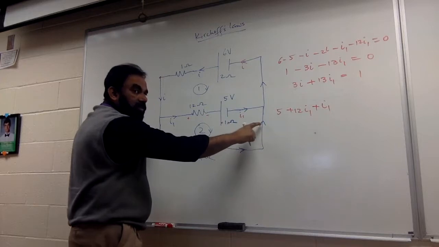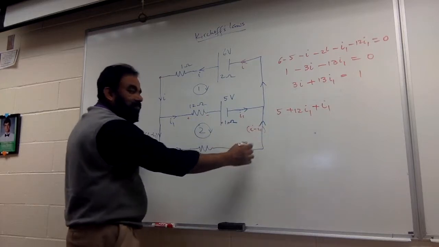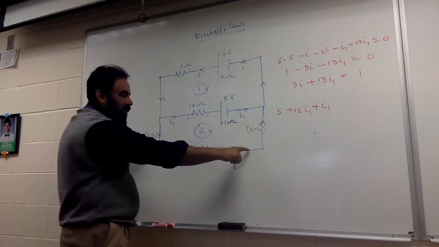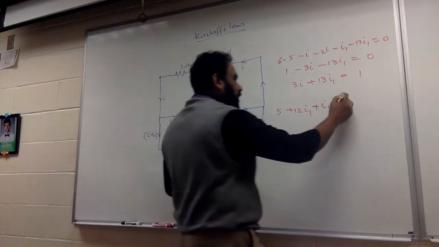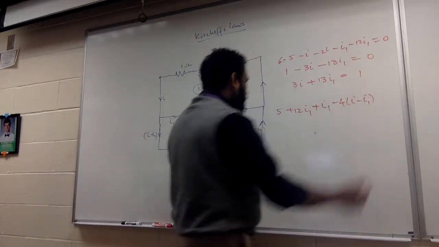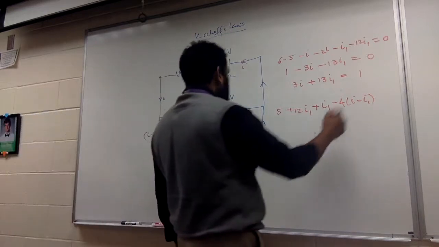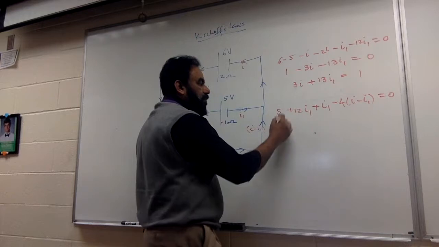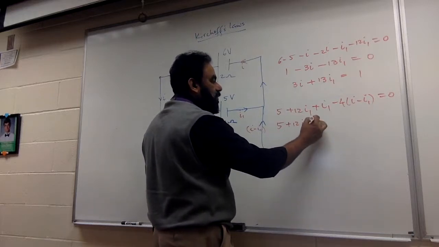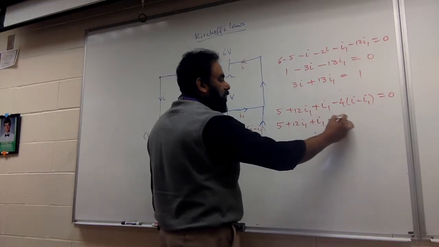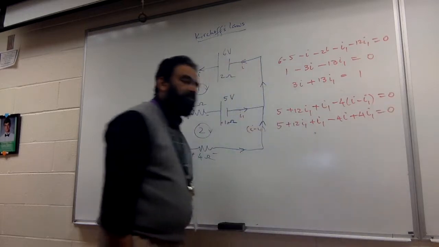Going on, now see, the current has changed. This current is I minus I1, remember that. The current is different here, so when you come here, this is going to be a negative drop. So negative 4(I minus I1). And back, equal to 0. Simplify this one: 5 plus 12I1 plus I1 minus 4I plus 4I1 equal to 0.